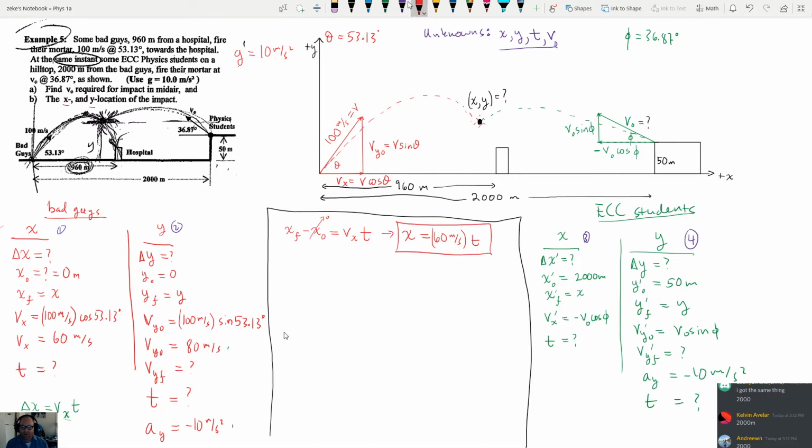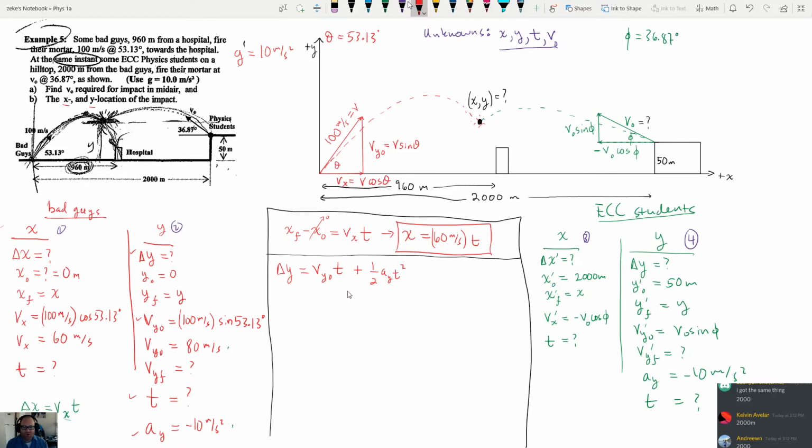All right, let's write a y equation down. Let's put a little line between these. In the y direction here, the equation that we want to write down is going to involve delta y, Vy initial, time, and acceleration. That is this equation. Delta y is equal to Vy initial times t plus 1/2 acceleration in the y direction times time squared.